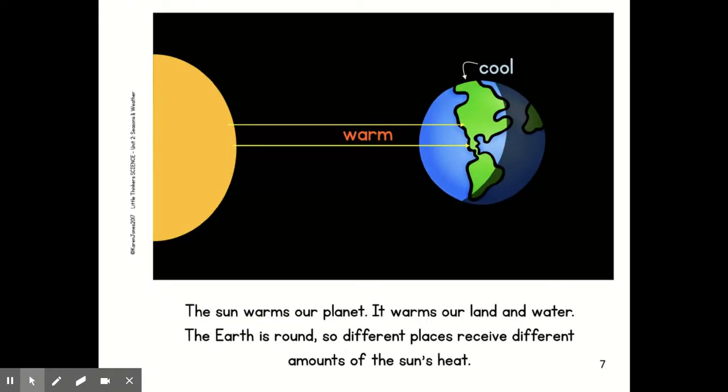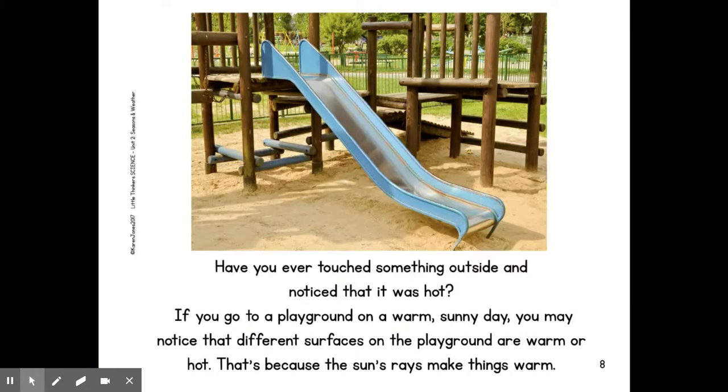The sun warms our planet. It warms our land and water. The earth is round, so different places receive different amounts of the sun's heat. Have you ever touched something outside and noticed that it was hot? If you go to a playground on a warm, sunny day, you may notice that different surfaces on the playground are warm or hot. That's because the sun rays make things warm. If you ever go to the beach in the summertime, the sand is really hot. That's because the sun rays are heating it up.